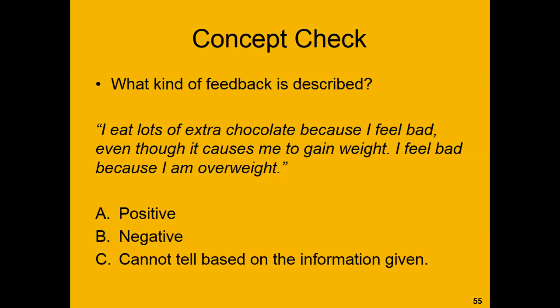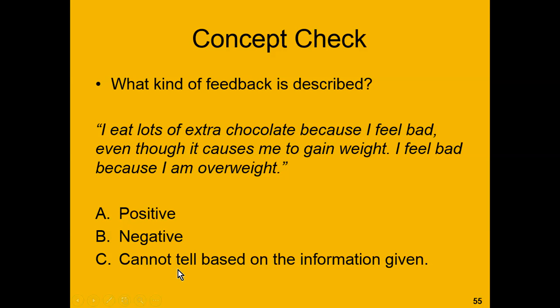5, 4, 3, 2, 1. The correct answer is A, positive feedback loop. In this scenario, this individual is eating chocolate and becoming more overweight. And as they become more overweight, they feel increasingly bad about themselves and eat increasing amounts of chocolate, becoming even more overweight. So the cycle is amplifying itself in this situation. That's a positive feedback loop.